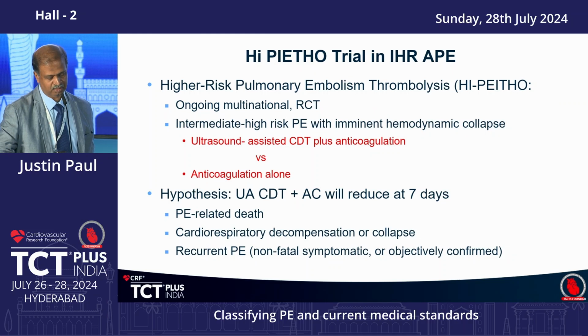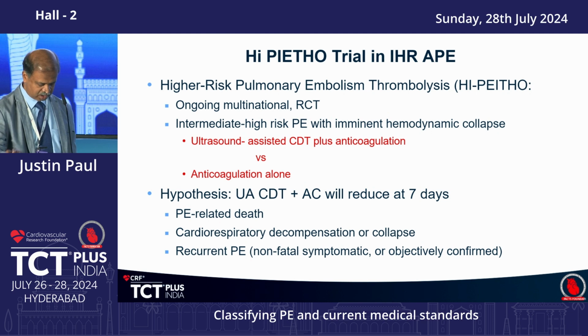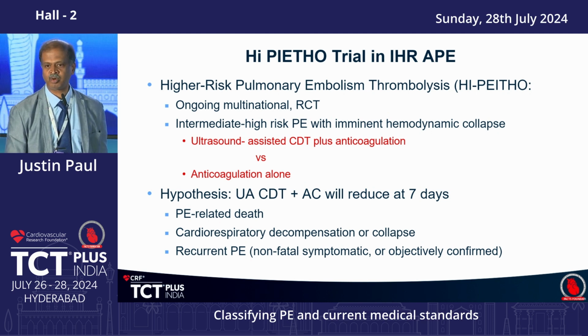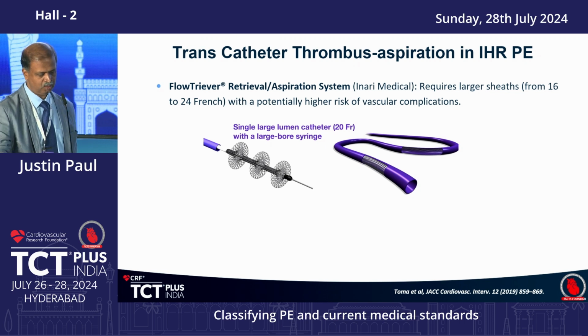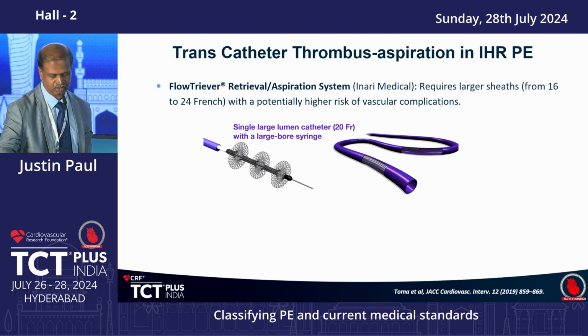It is testing ultrasound-assisted CDT plus thrombolysis plus anticoagulation versus anticoagulation alone. I am sure this is going to give good data. Probably for intermediate high, catheter-directed thrombolytic therapy, low-dose thrombolytic therapy may become the class 1 indication. This I think the previous speaker alluded to. Flow retriever is for catheter-directed thrombus aspiration.